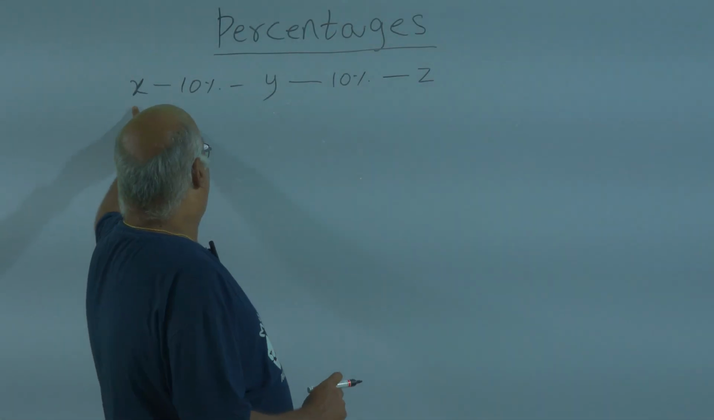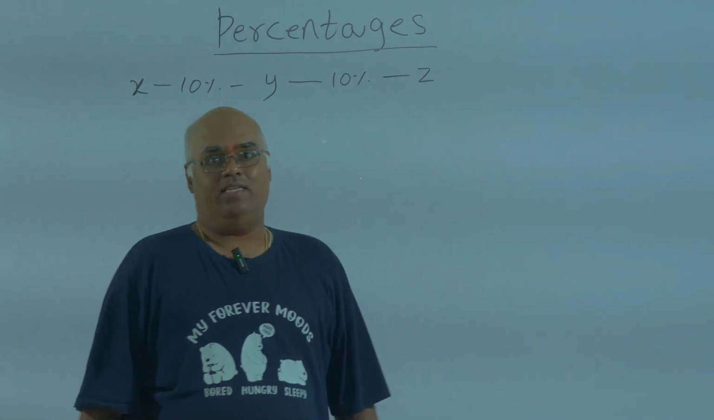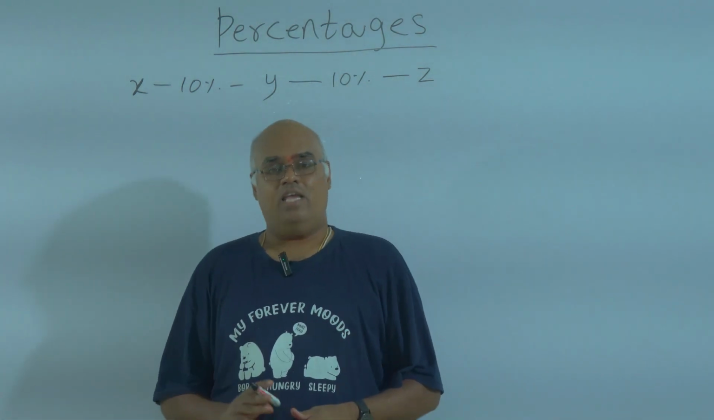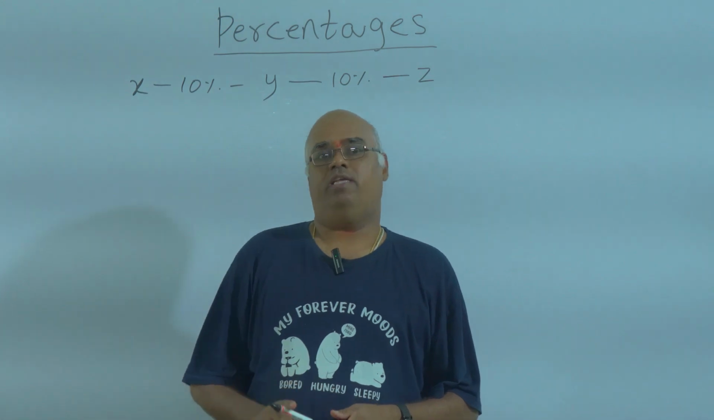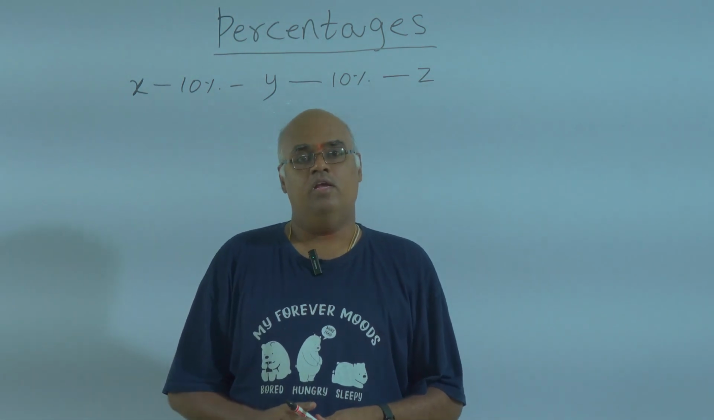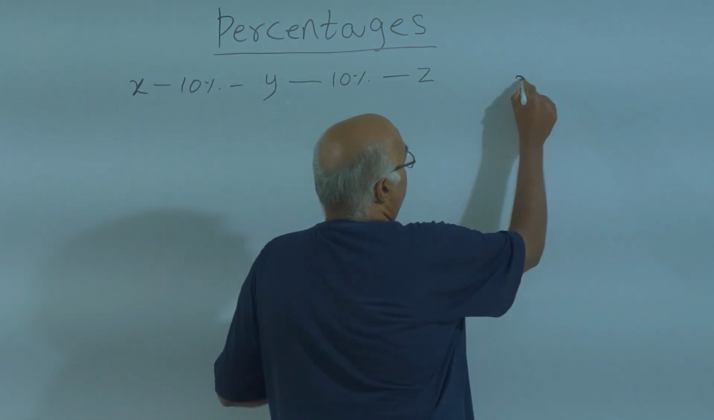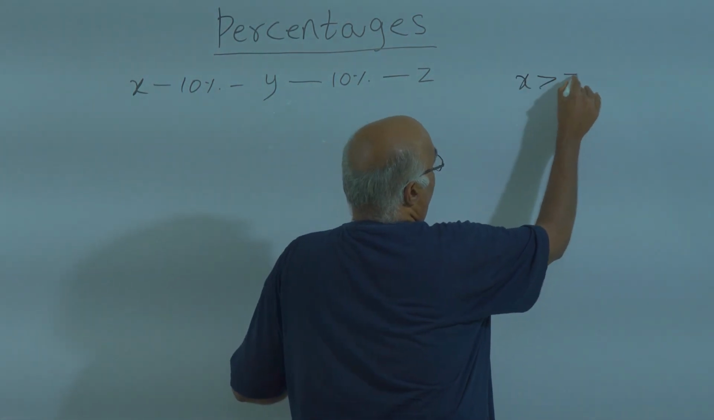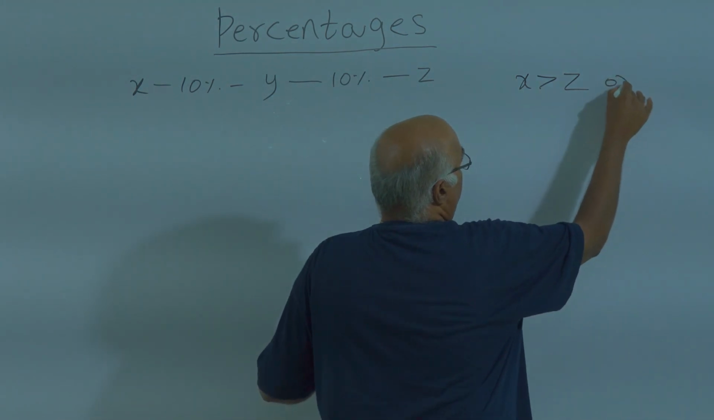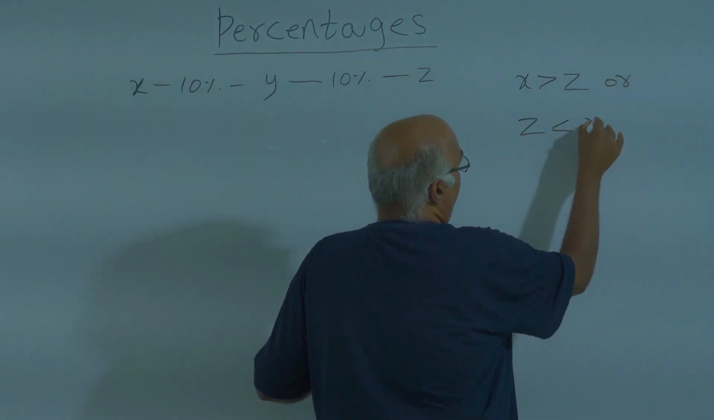Now we have to find the relationship between x and z. That is, whether x is equal to z, or x is less than z, or x is greater than z, that we have to find out. So always remember, in this kind of problems, the value of x will always be greater than z, or z will always be less than x.